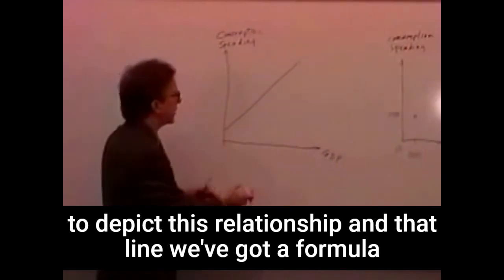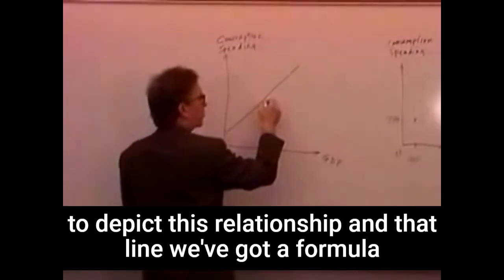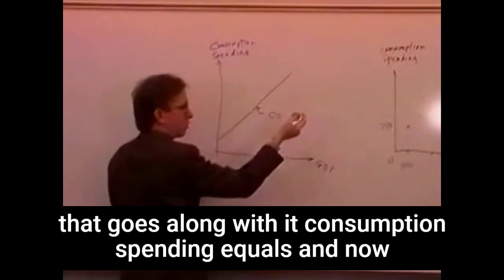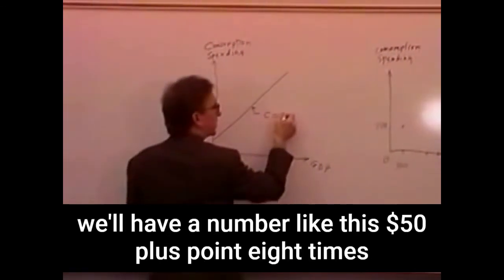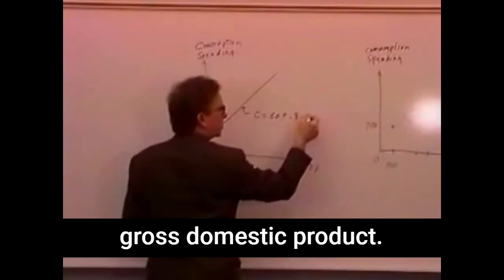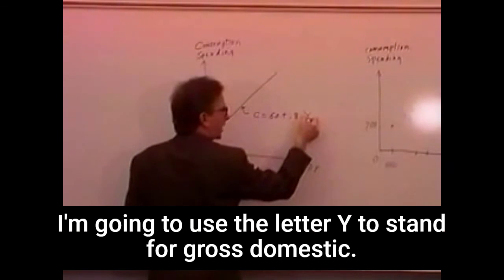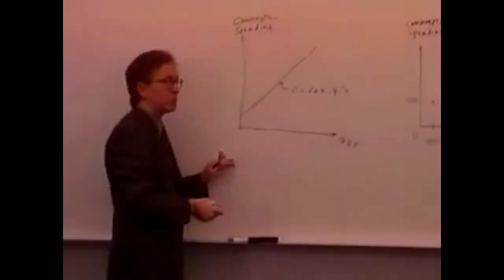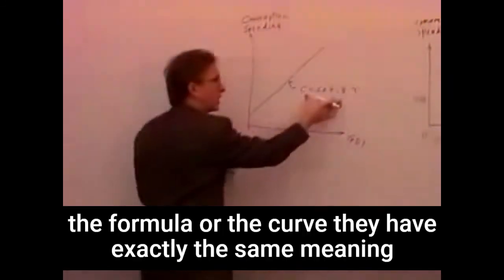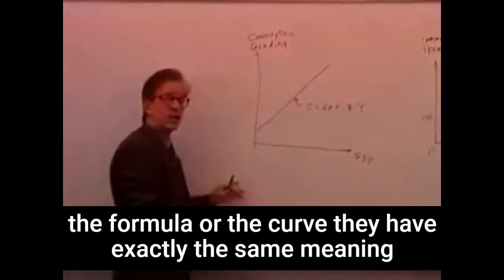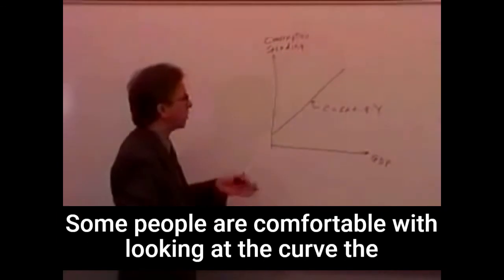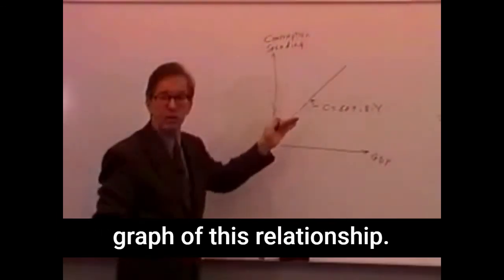And that line has a formula that goes along with it. Consumption spending equals, and now we'll have a number like this, $50 plus 0.8 times gross domestic product. I'm going to use the letter Y to stand for gross domestic product. There will be a formula that describes this curve, and the formula or the curve have exactly the same meaning. Some people are comfortable with formulas, and some people are comfortable with looking at the curve, the graph of this relationship.